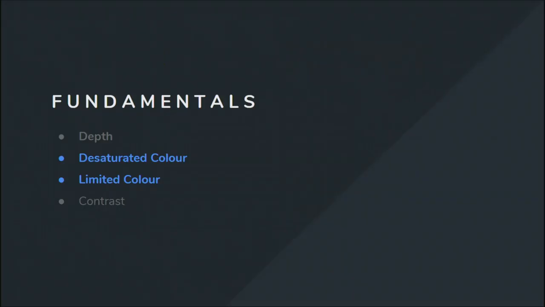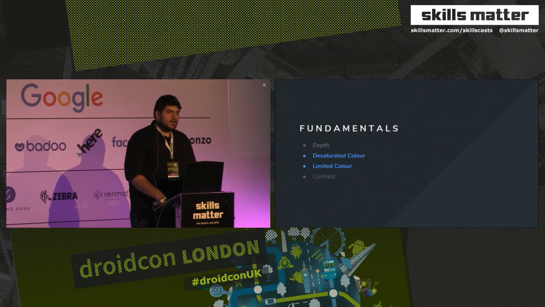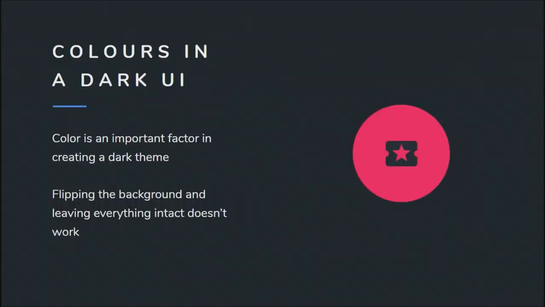The next fundamental for dark designing is color. There are two aspects to how color is handled in dark designs. One is desaturated color and the second is limited color. Color is a super important factor in any modern digital product, whether it's an app or a website, and handling color correctly when switching to a dark theme is essential to whether a dark theme looks good or whether it just looks garish.